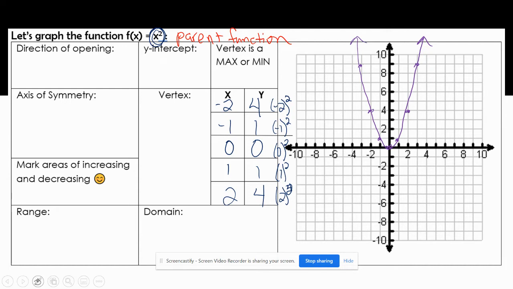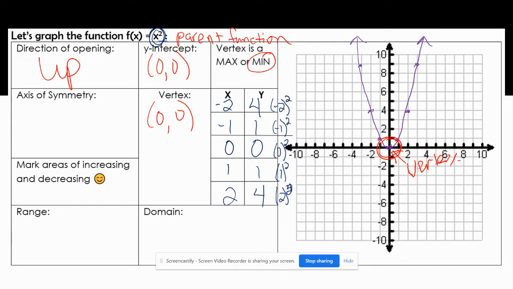All right, right here, this point is our vertex. And so our vertex is at 0, 0. That's the lowest point of the parabola because our parabola is opening up. Our y-intercept is the place where our graph touches the y-axis, and that's at 0, 0. Because our vertex is at the bottom of our graph, it is a minimum value.